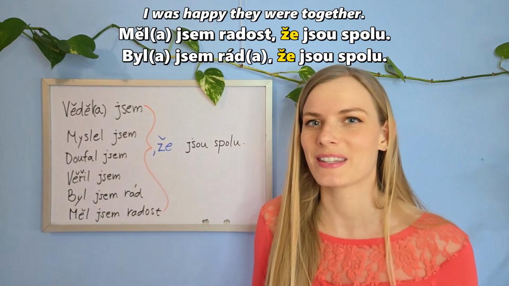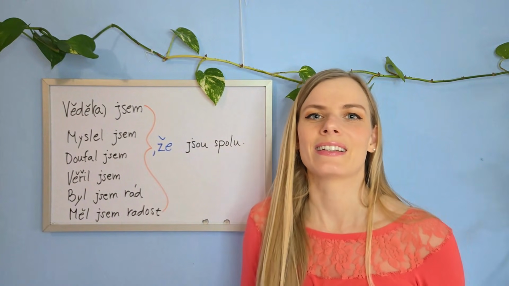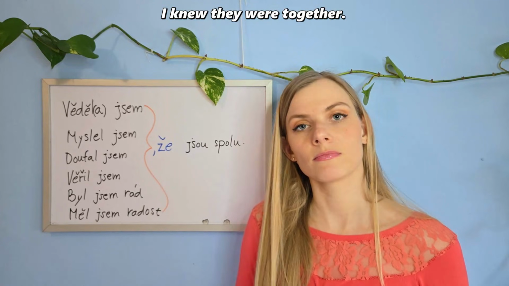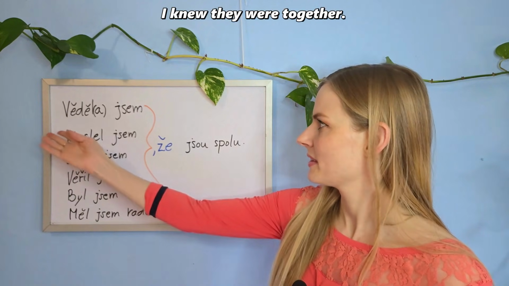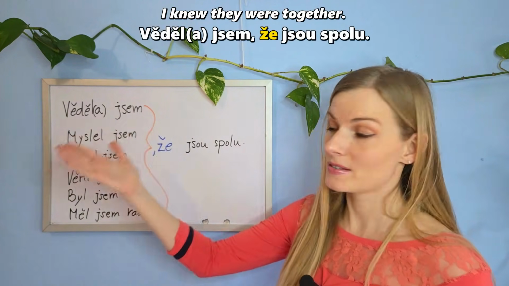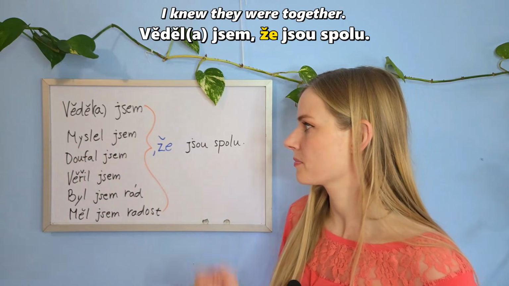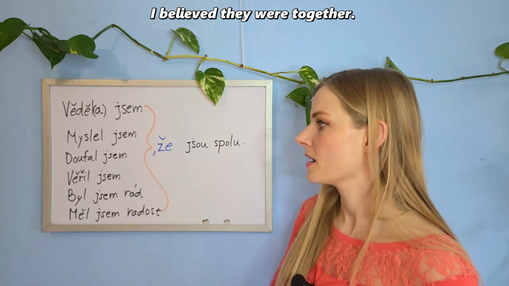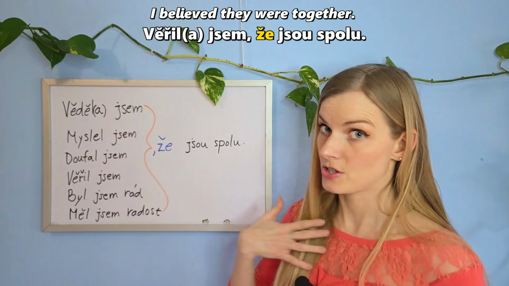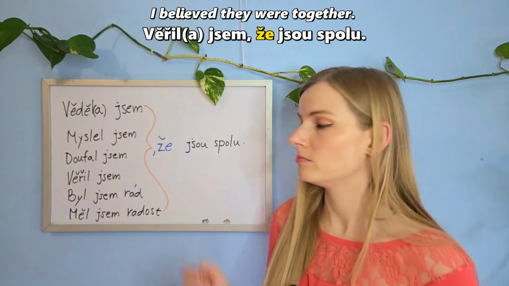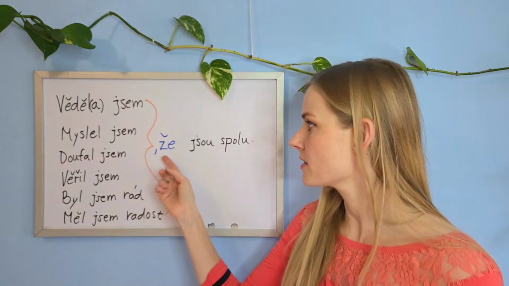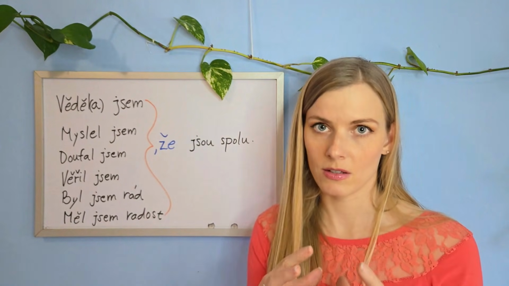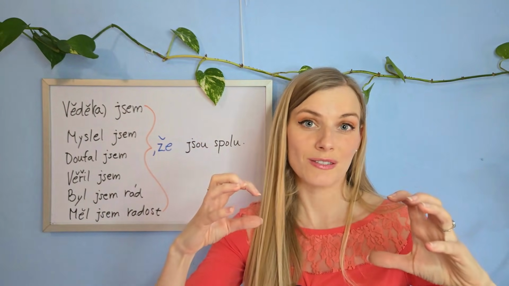Hurá, měl jsem radost. Okay, another one. I knew they were together. Věděl jsem, že jsou spolu. And I believed they were together. Věřila jsem, že jsou spolu. It's that easy. Don't forget the že word, the connector that connects the two parts.